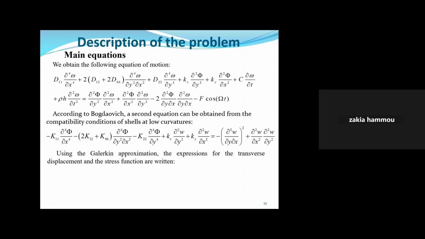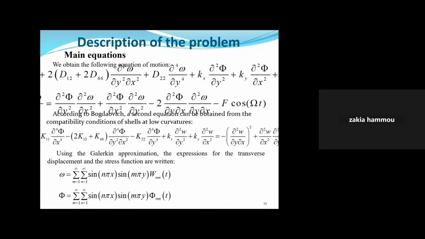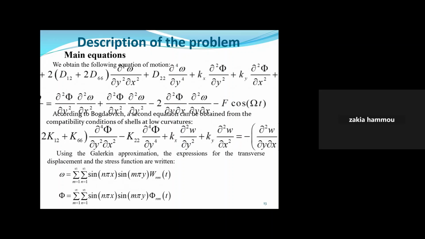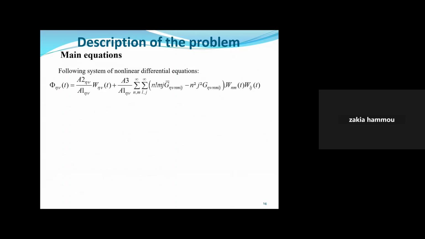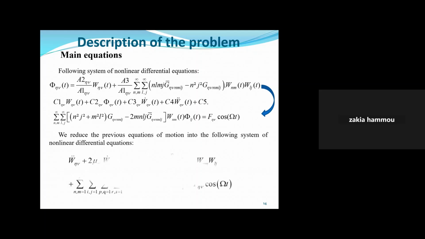Using the Galerkin approximation, the expressions for the transverse displacement and stress function are written as follows. By replacing these in the first two equations, we obtained the following system of nonlinear differential equations. When we reduce the previous equation of motion, we arrive at a second order differential equation with damping and forcing.